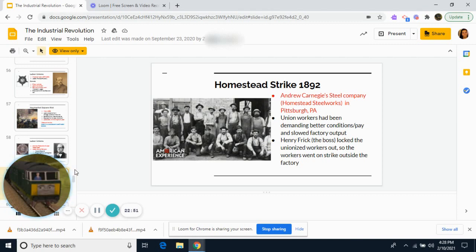Homestead Strike, 1892. Andrew Carnegie's steel company, Homestead Steel Works, in Pittsburgh, Pennsylvania. Union workers had been demanding better conditions and pay, and had slowed factory output. Henry Frick, the boss, locked the unionized workers out. So the workers went on strike outside the factory.